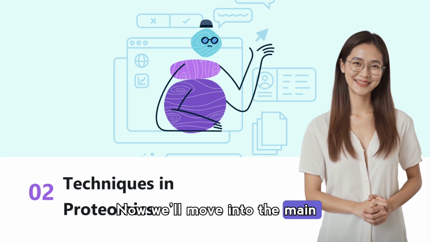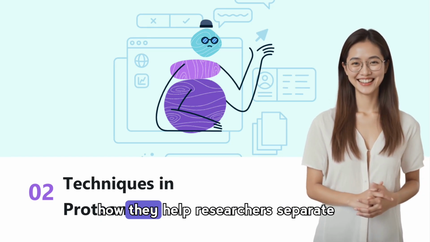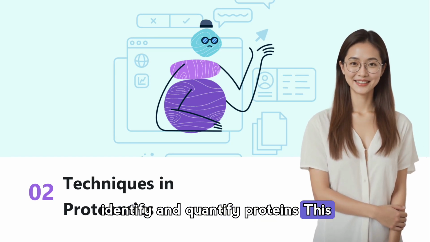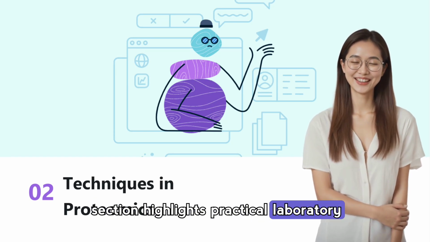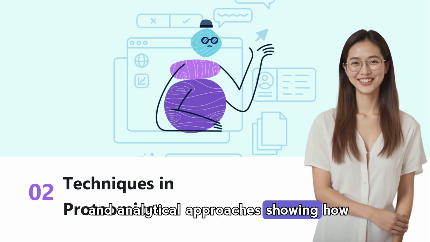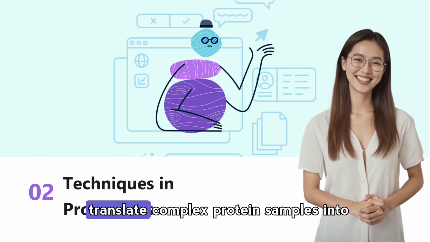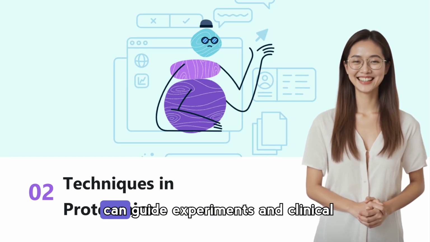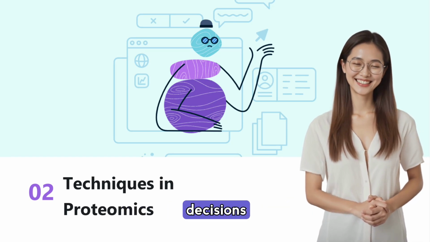Now we'll move into the main techniques used in proteomics and how they help researchers separate, identify, and quantify proteins. This section highlights practical laboratory and analytical approaches, showing how different methods work together to translate complex protein samples into meaningful biological information that can guide experiments and clinical decisions.